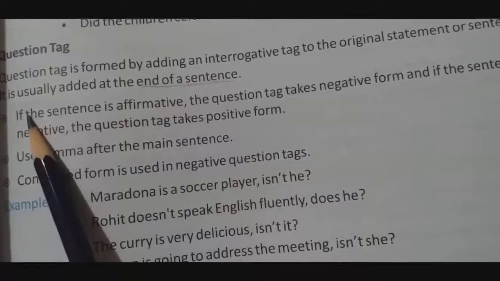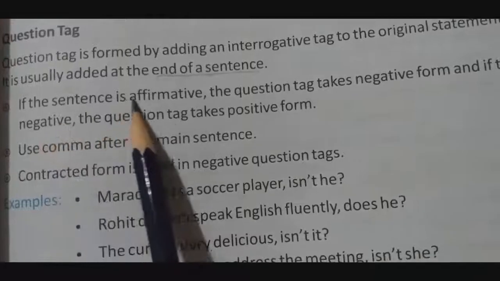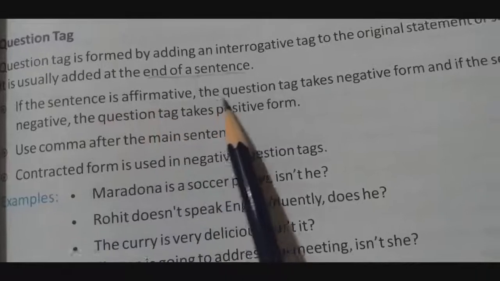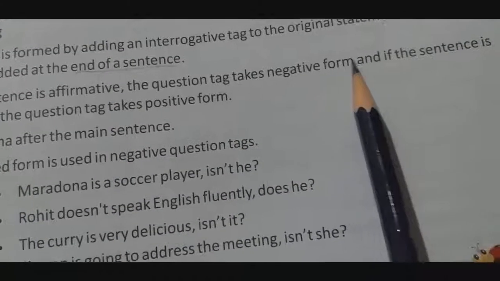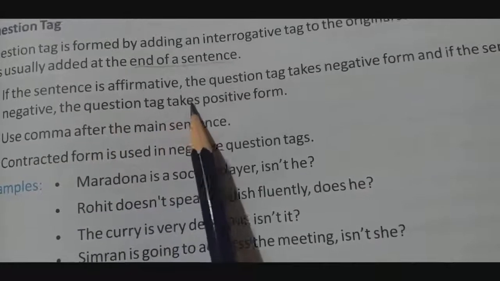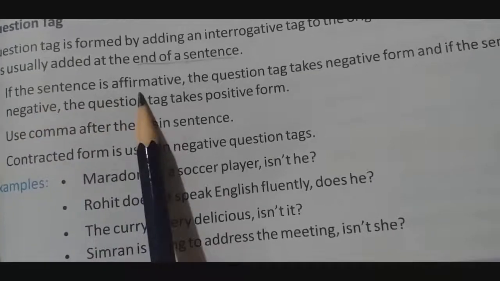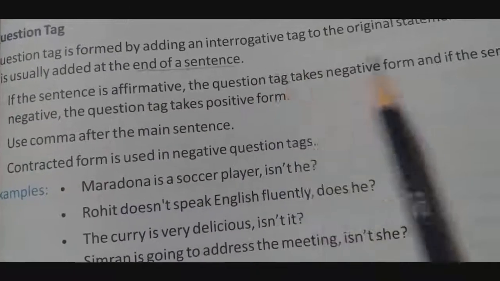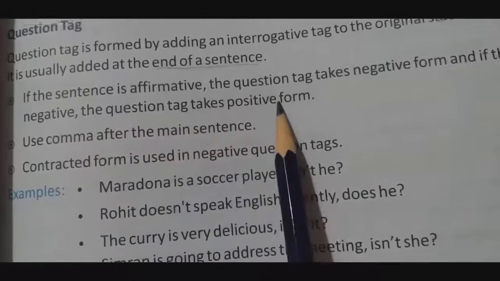So now let us see what are the points to remember. Point number 1. If the sentence is affirmative, affirmative means positive, the question tag takes negative form. And if the sentence is negative, the question tag takes positive form. So if the sentence is positive, then the question tag would be negative, and if the sentence is negative, then the question tag would be positive.